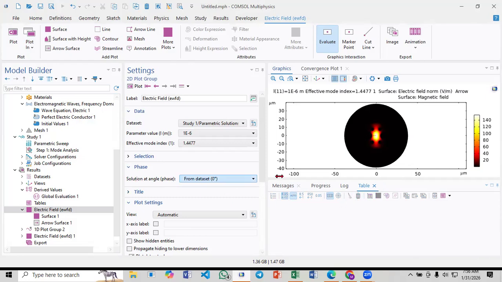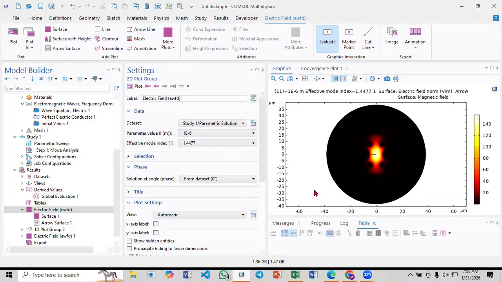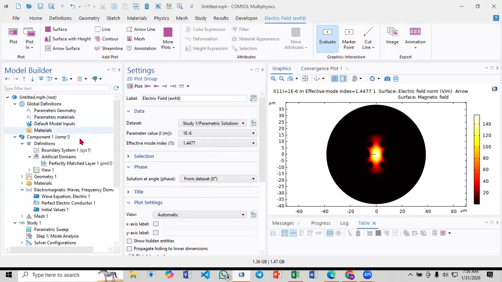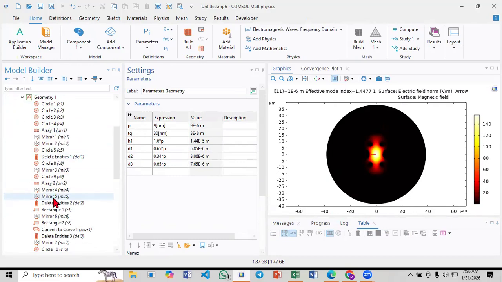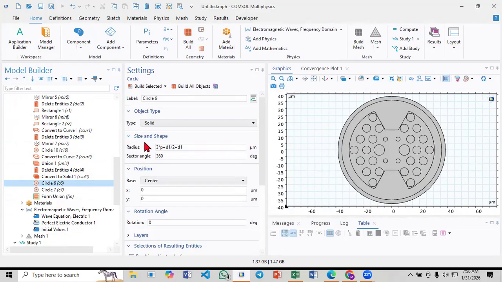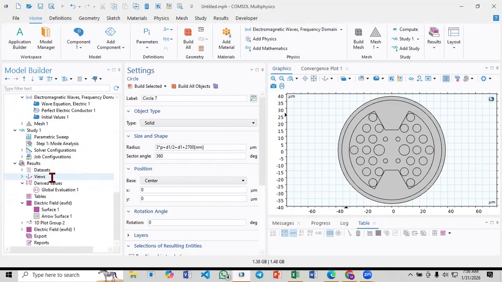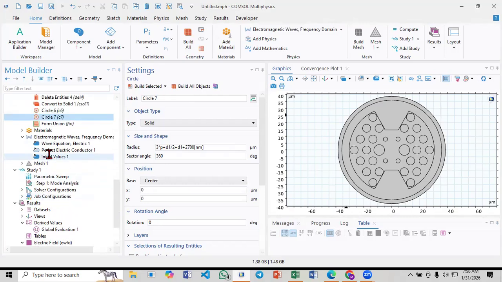If you want to make it more perfect, what you have to do? I told you before. You have to change the value from geometry actually. You have to change the thickness of the analyte and the PML. I don't have that much time for now to do that, but you can do that to make it perfect.